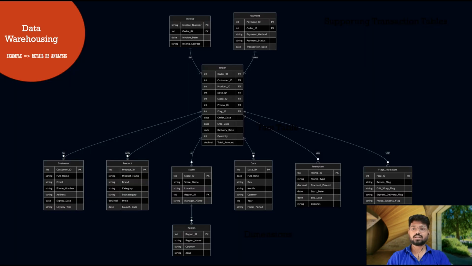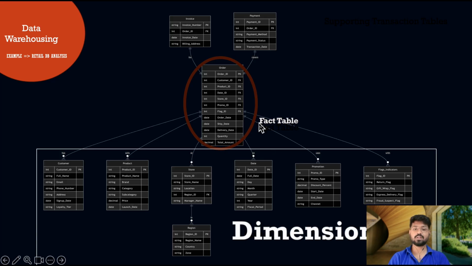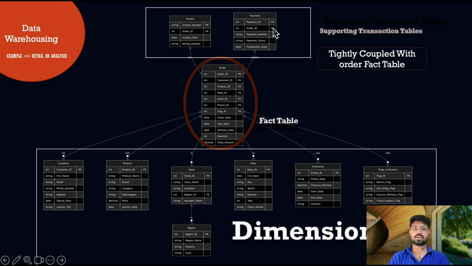So for these dimensions, we have this particular schema where we have this order fact table, and with this order fact table we have customer, product, store, date, promotions, flag indicator, region. Here you can see region is connected with the store dimension. Dimensions can be interconnected with each other as well. So these are the dimensions associated with this order fact table. We are going to identify each of the dimension types, and the above two tables, that is invoice and payment tables, are the supporting transaction tables that are tightly coupled with the order fact table. We will use this example to understand the different types of dimensions.